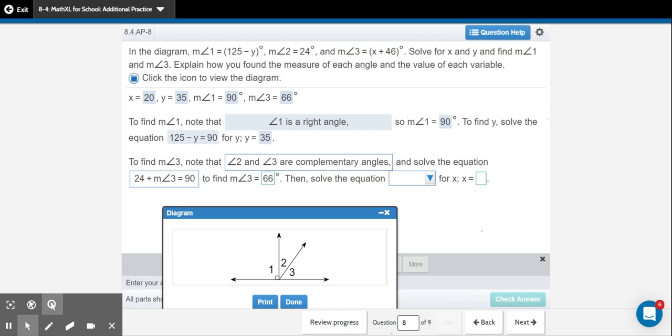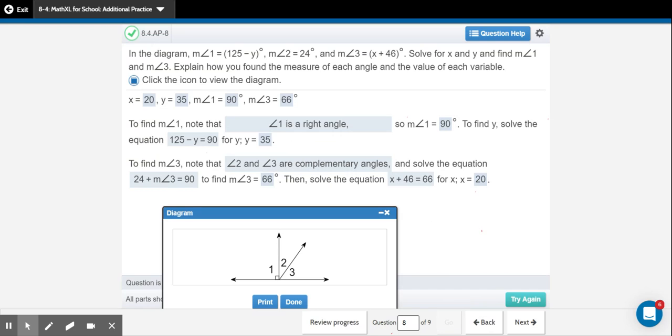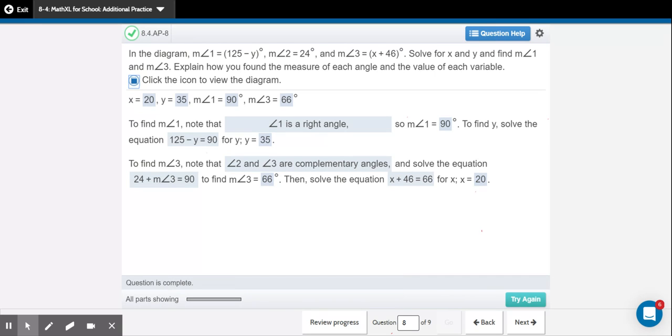They did it a little bit differently than I did, because I made it into one equation. They said the measure of angle 3 equals 66. So now let's plug this in. X plus 46 equals 66. Then they solved that and got 20 for x. And we're done. This is it.